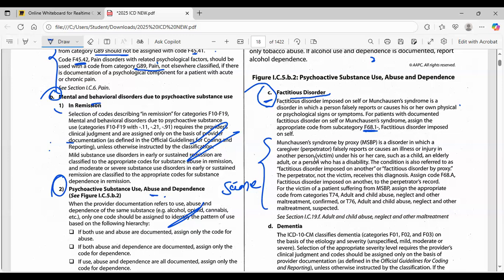Simple thing. We have two types of factitious disorder: factitious disorder imposed on self and factitious disorder imposed on other. If the patient starts making incorrect facts for himself or herself, in that case we have to use factitious disorder on self. And if the patient starts making incorrect facts for any other patient, in that case we have to use factitious disorder by proxy.